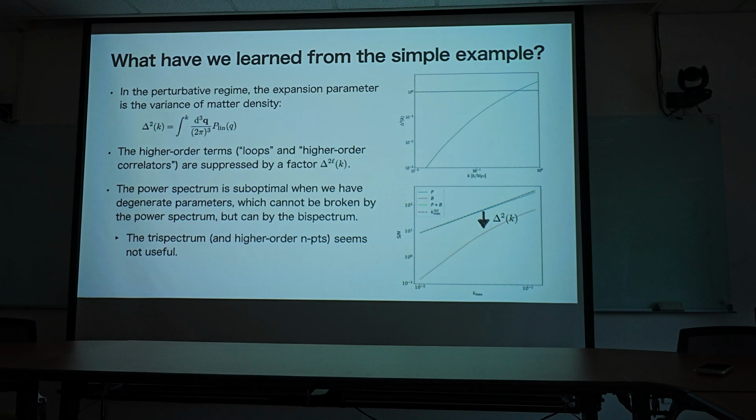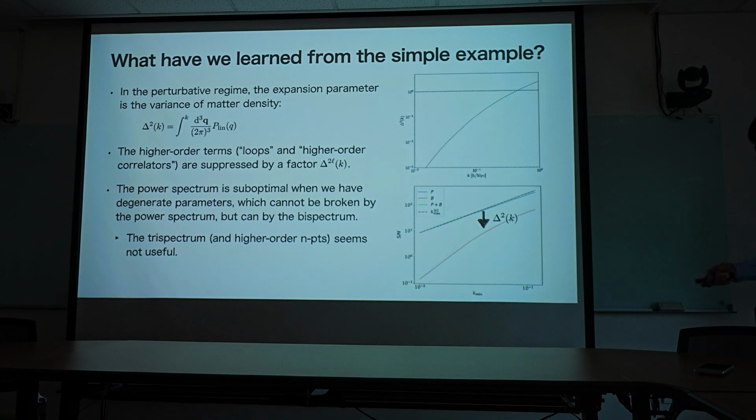In this case, we have some degenerate parameters in the power spectrum analysis. But if the bispectrum has a different dependence on that parameter, adding the bispectrum recovers the full field level result.